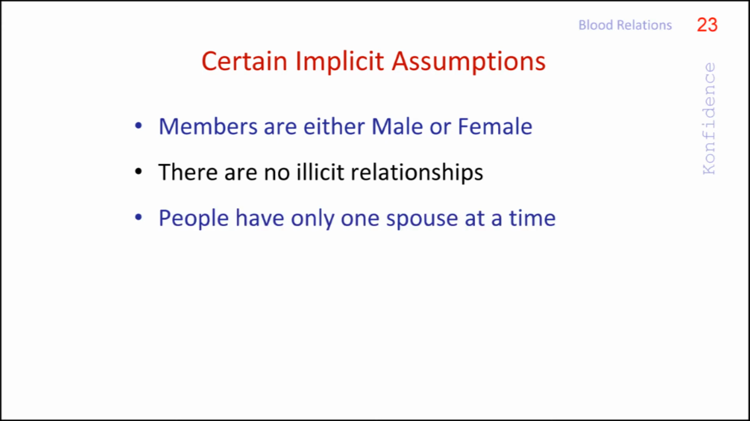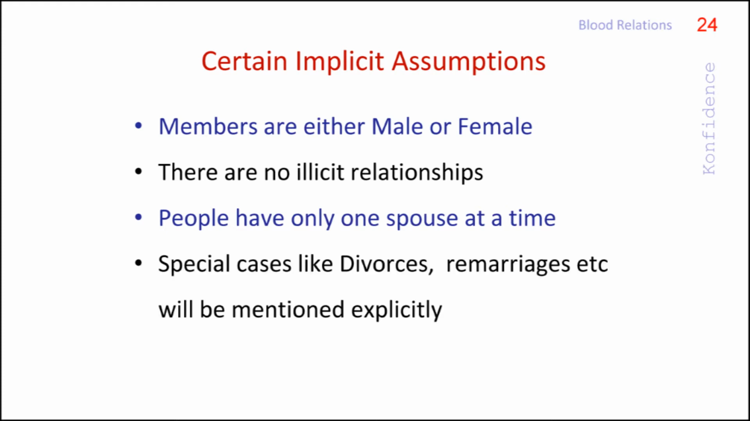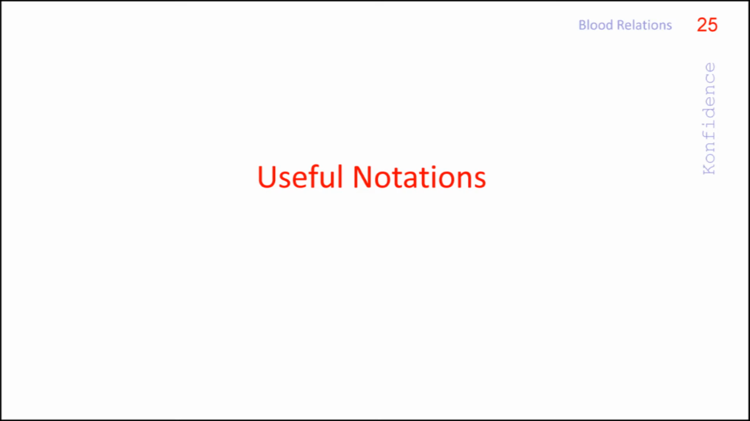Third assumption is that people have only one spouse at a time. If it is known that A is the husband of B, then we will assume that A has no other wife and B has no other husband. And lastly, special conditions like divorces, second marriage after divorce, etc., are not to be thought about as logical possibilities unless otherwise mentioned explicitly in the description. Now let us look at some notations that can be used to represent the relationships.